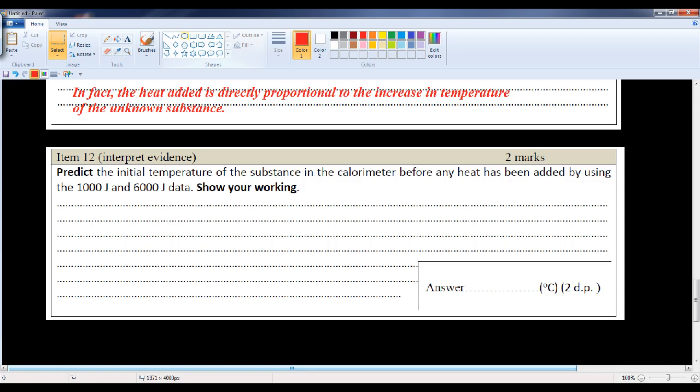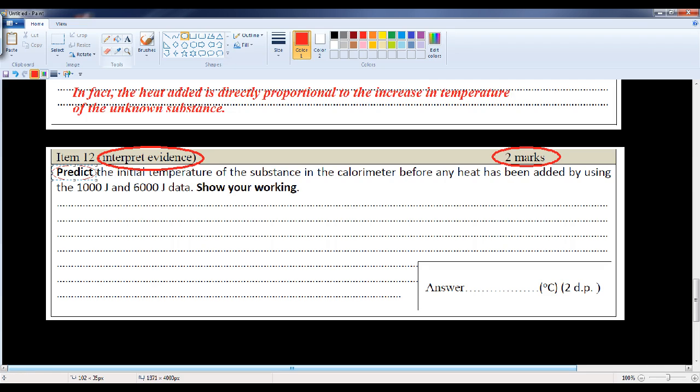Okay, so here first of all you see it's about interpret evidence, and that's 2 marks. Remember, the interpret evidence will be the most difficult question in the data test. And the correlative word here is predict. Predict normally means that something is not shown in the graph, so that's why you need to interpret. Something not shown in the table or not available in the graph or in the data, you have to find out by some kind of interpretation.